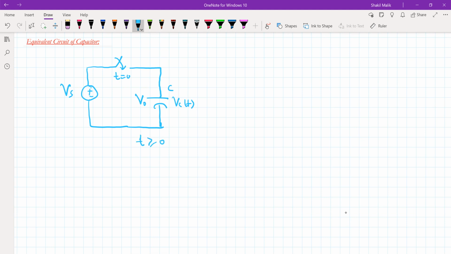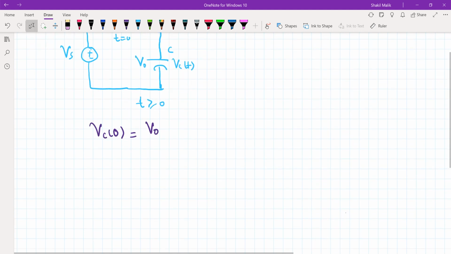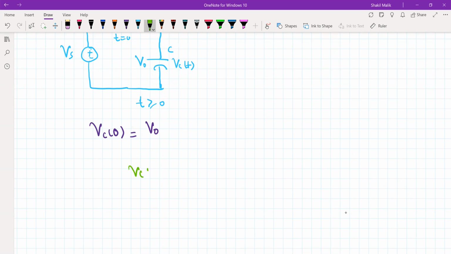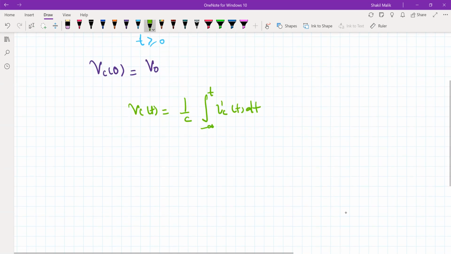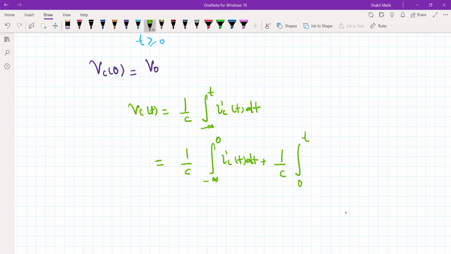All right, we know the value of the capacitor voltage, meaning Vc of 0 is equal to V0. That's given to us. So to find the value of the capacitor voltage, we write Vc of t is equal to 1 by c integral minus infinity to t Ic of t dt, where Ic is the current flowing through this capacitor. So we can write it like this: 1 by c integral minus infinity to 0 Ic of t dt plus 1 by c integral 0 to t Ic of t dt.